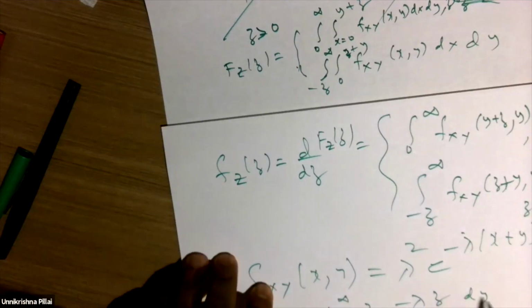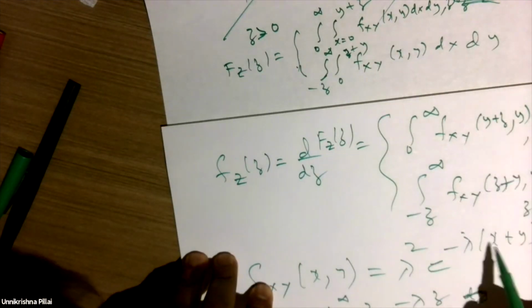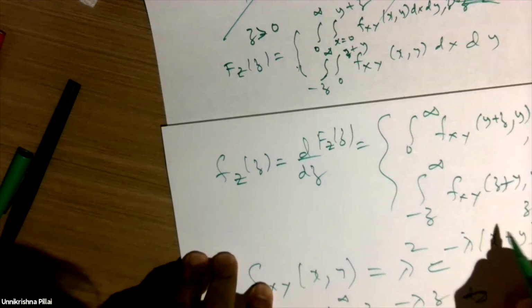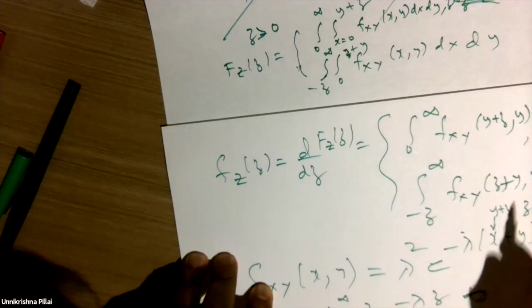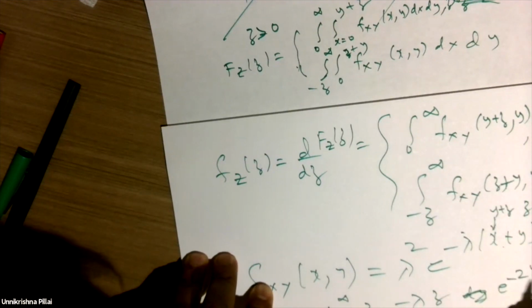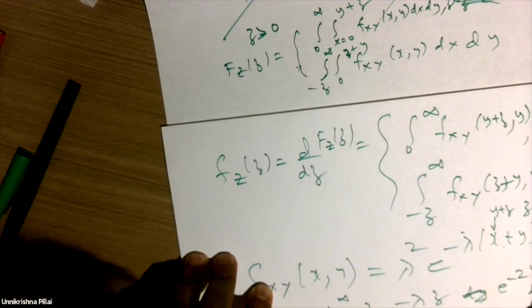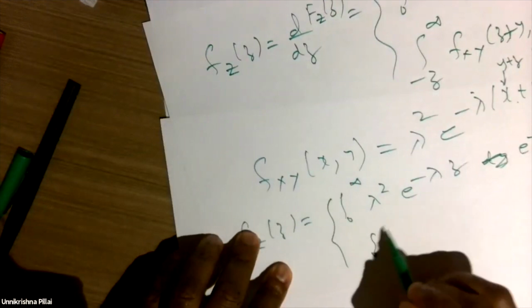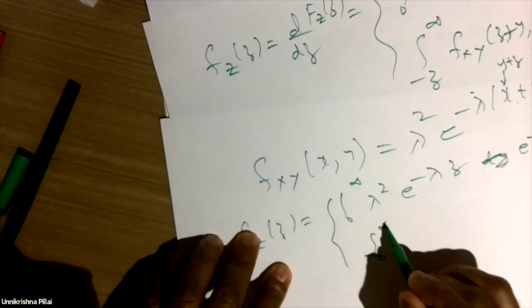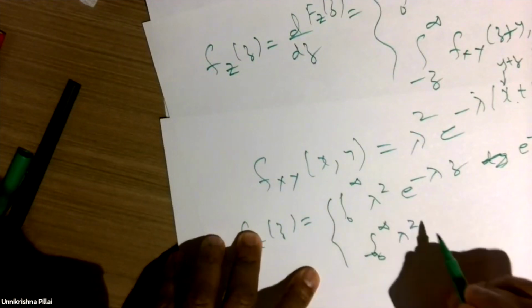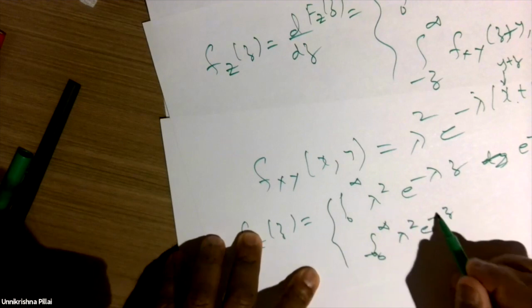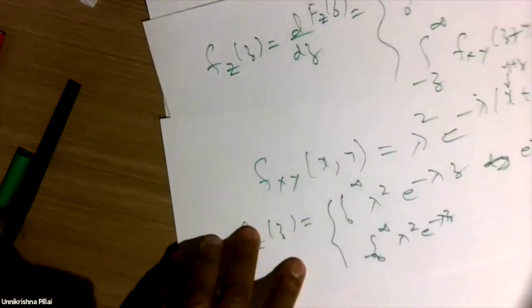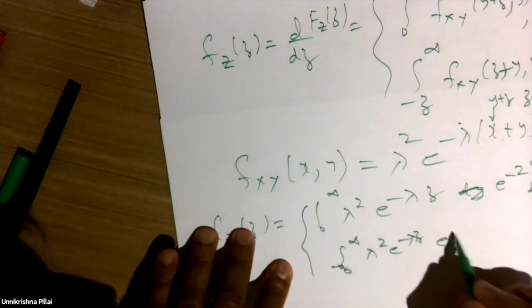Yeah, everything is good. If you plug this here, x is going to be y plus z. So this is e raised to minus 2y. And this is going to be 0 to minus z to infinity, lambda squared e raised to minus. Watch me, see whether I'm making mistakes.